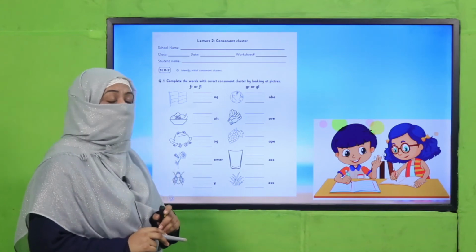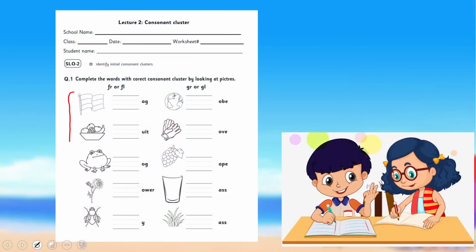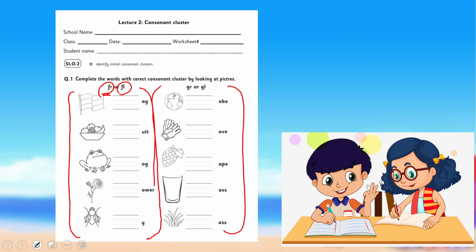And my dear children, what we are going to do, for this column, all the pictures are there and you are going to select one consonant cluster, either of the two. Okay, so one consonant cluster, and likewise for this column. Okay, and you can color this worksheet as well.